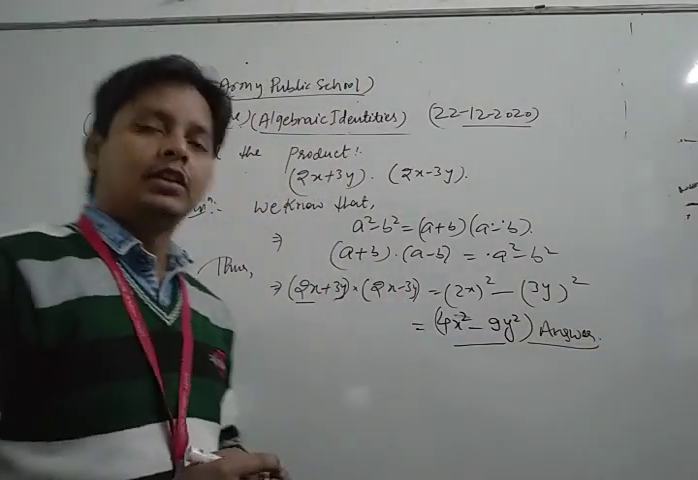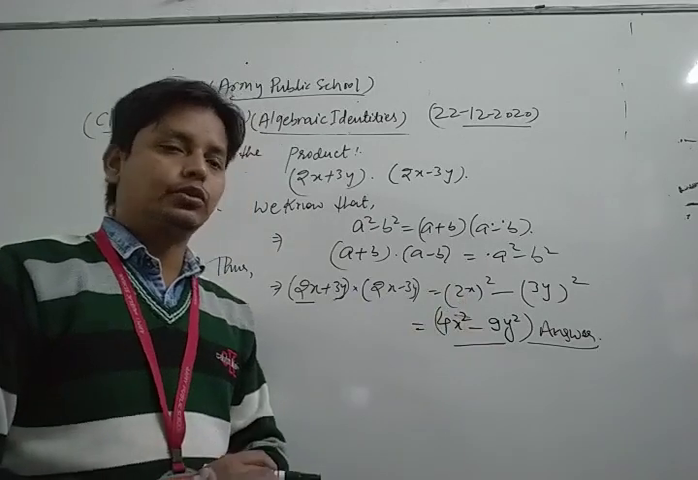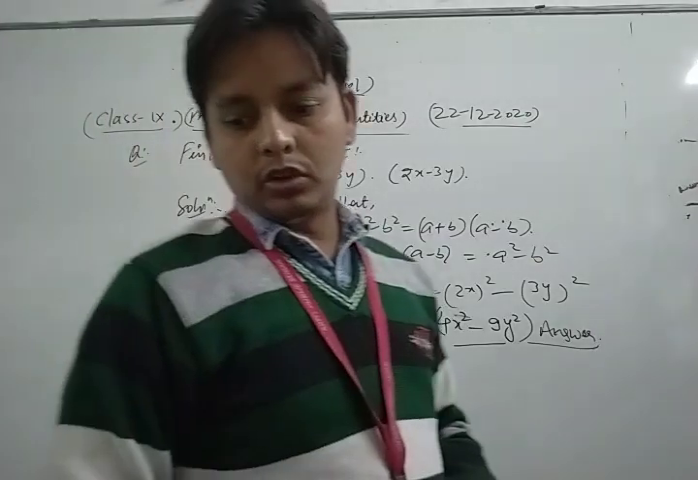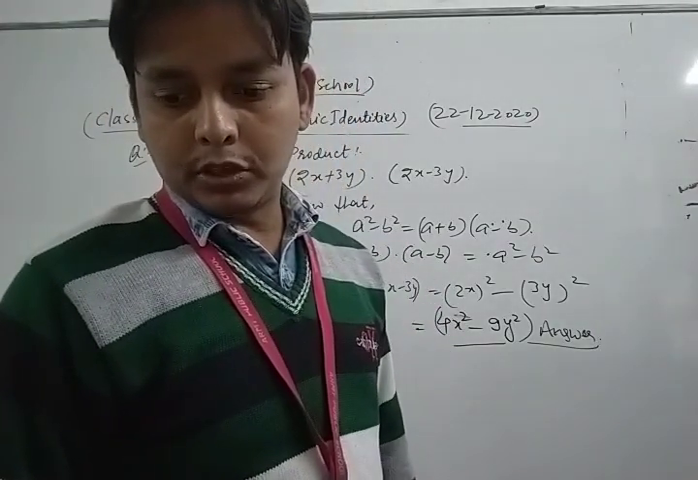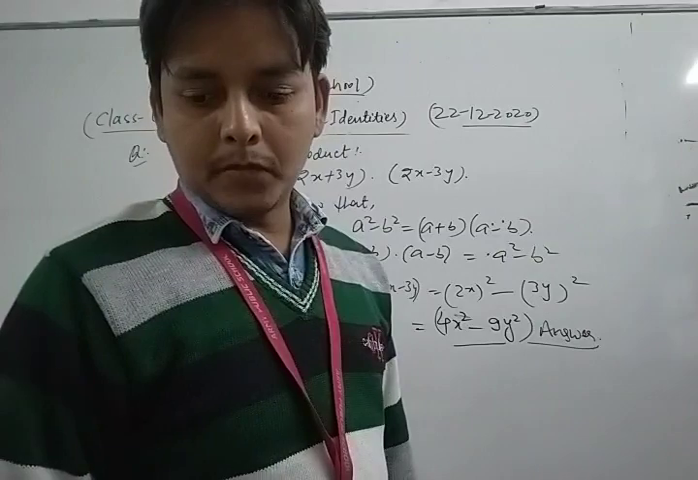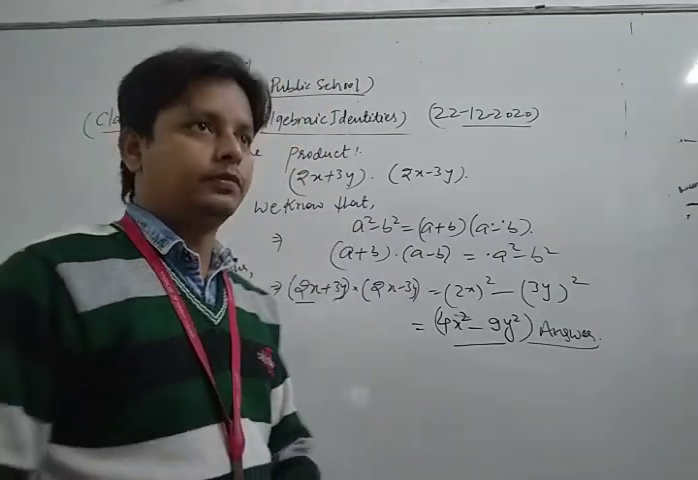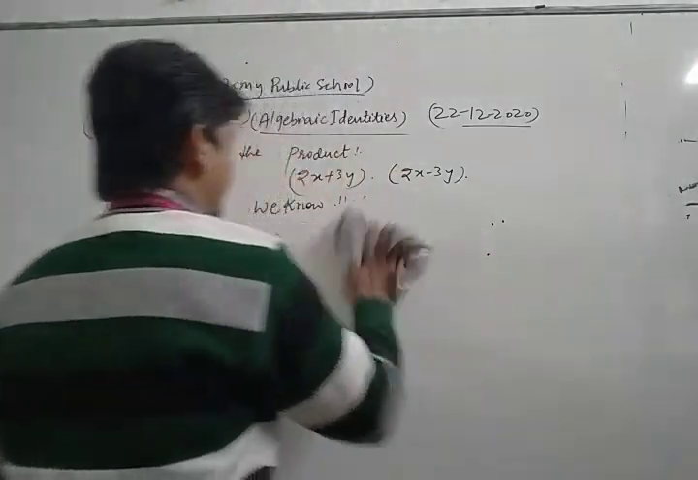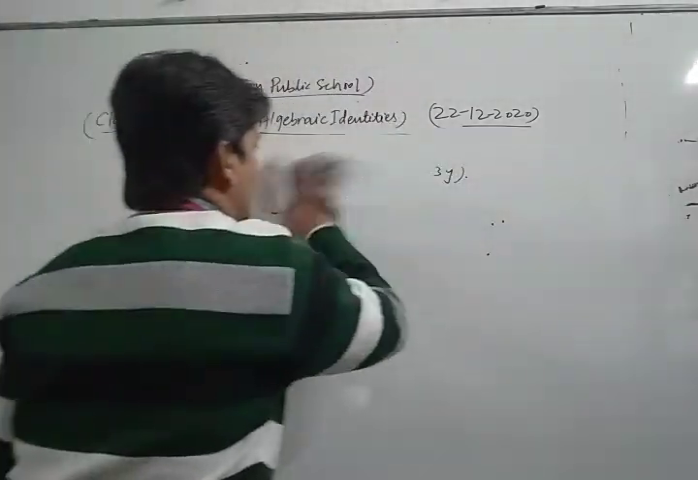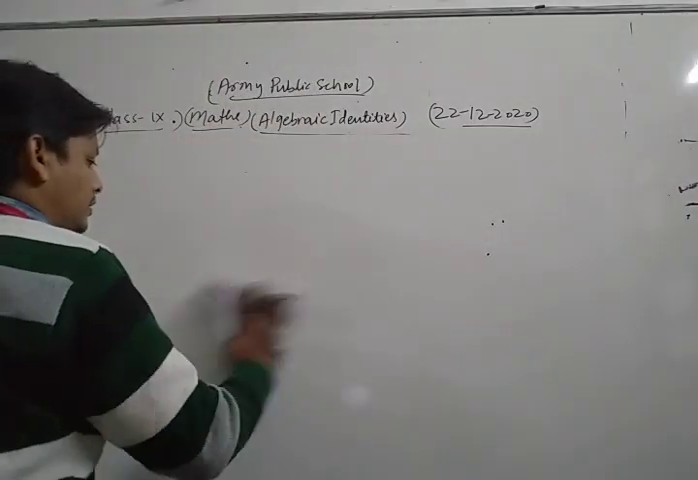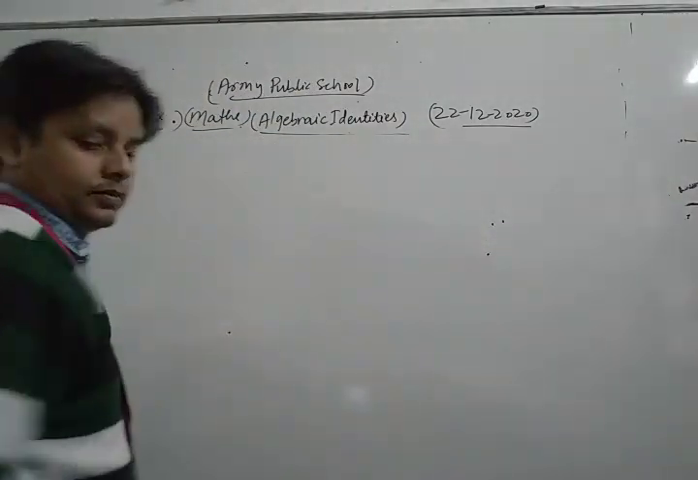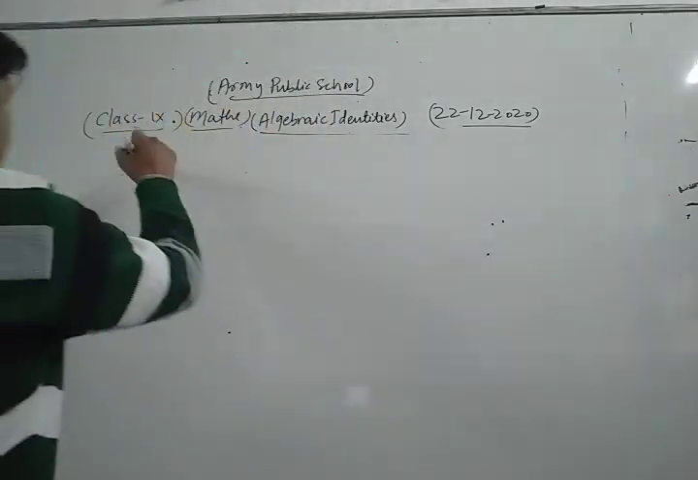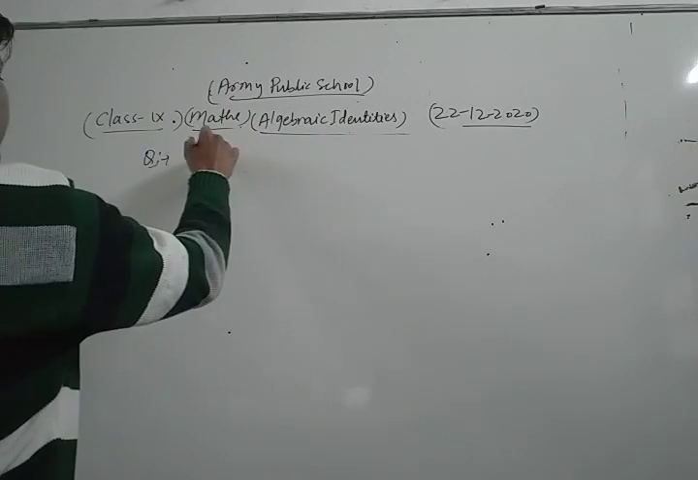Thus, dear students, in this way you can solve that type of question using the algebraic identities. Now we take and solve some other important questions based on the identities. Okay, let's see, dear students. Now evaluate by using identities. Your question is: evaluate 104 into 96 by using identities.